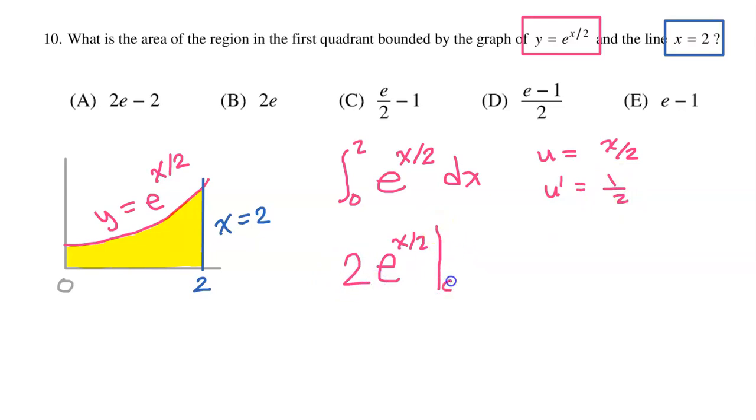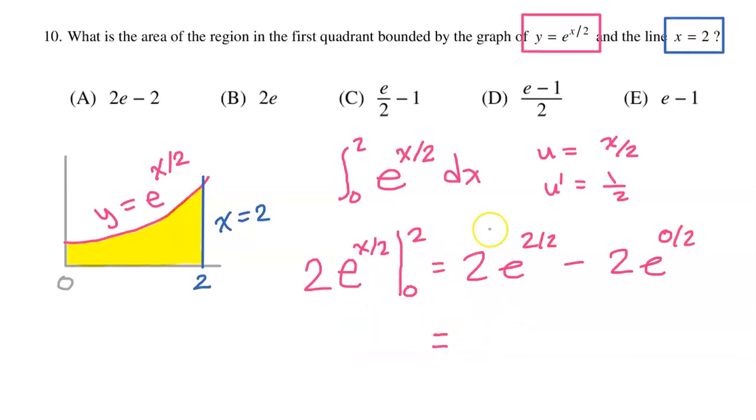Next, we apply the limits of integration from 0 to 2. This means we need to find the value at 2 minus the value at 0. So I'm going to have 2 times e to the 2 over 2 minus 2 times e to the 0 over 2. 2 divided by 2 is 1, so we have 2 times e minus 2 times, and e to the 0 power is 1. So we just have this. So the answer is A.